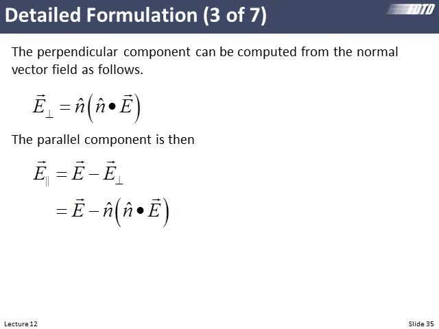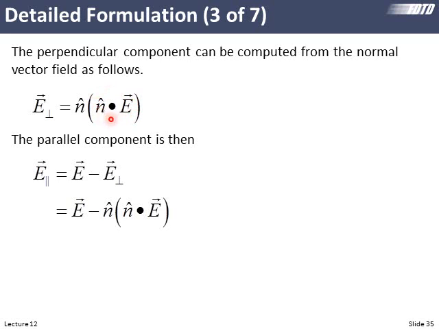So now we need expressions for the perpendicular and for the tangential components based on this normal vector field. So let's think about the perpendicular component first. If we take the dot product of that normal component field with the electric field, what we essentially get is just the scalar component of the electric field normal to the interface.